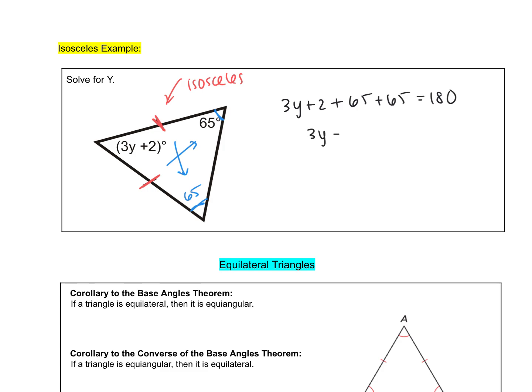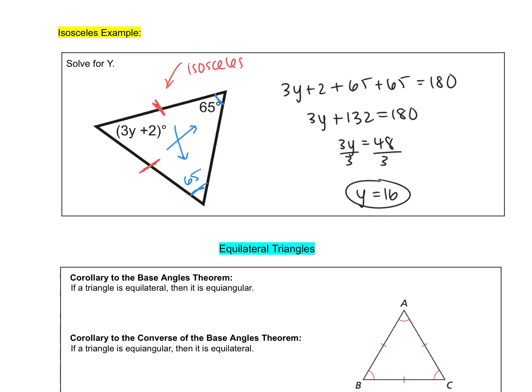So we get 3y add 132 is equal to 180. If I subtract 132, I don't know what I get. 48 maybe? Does that seem right? If I divide by 3, my y is 16. Okay on that? Okay.